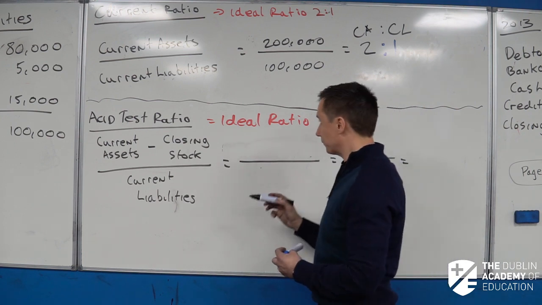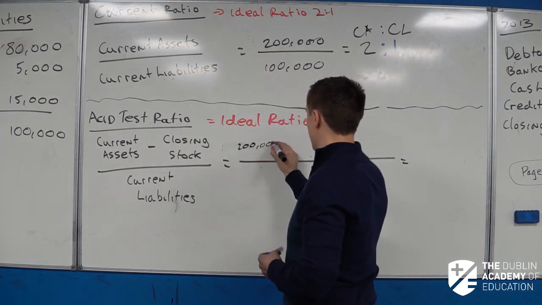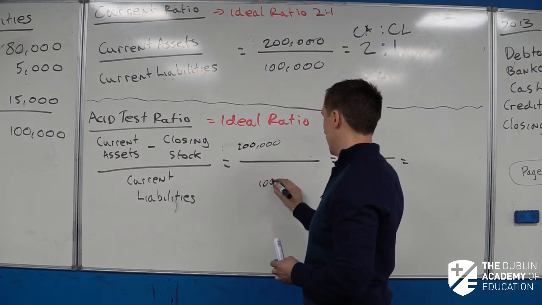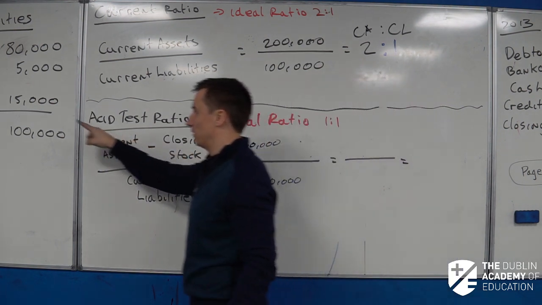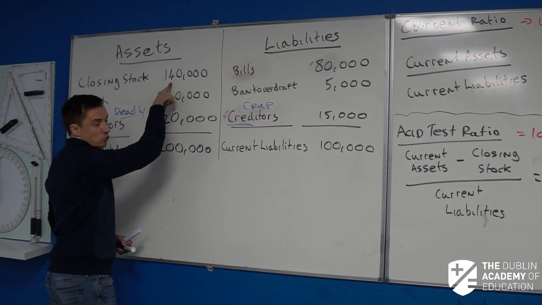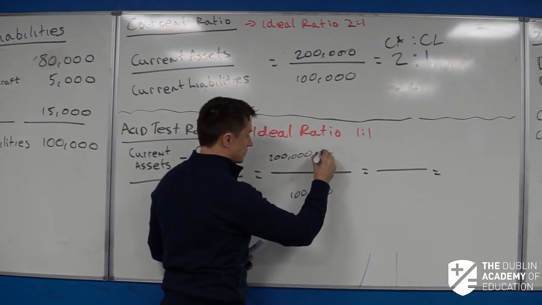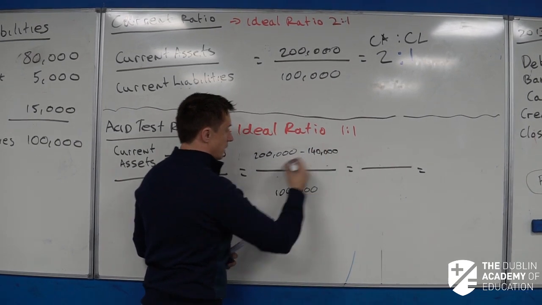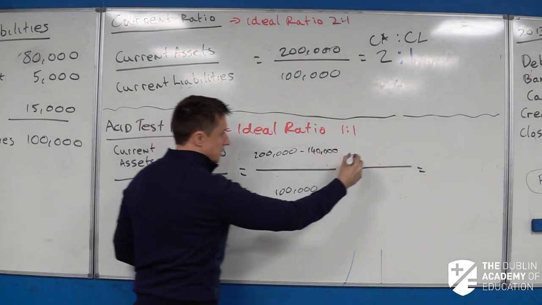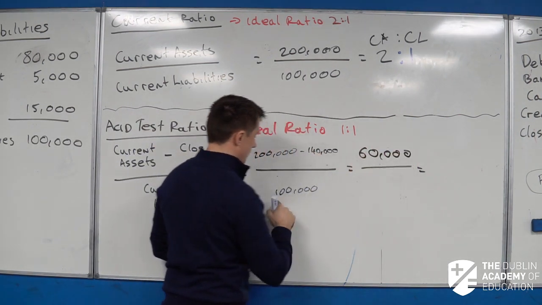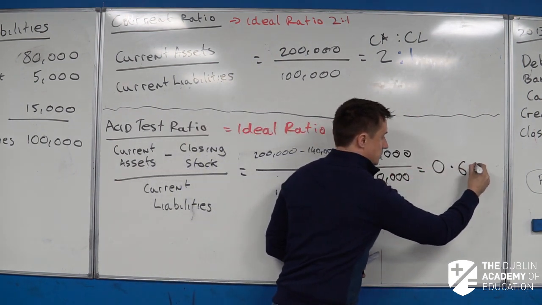So let's look at it here. We know from earlier, okay, our current assets here is 200 grand. And we know here, guys, our current liabilities is 100 grand. But let's calculate then our closing stock, right? So if you follow me over here for a second, you'll see our closing stock was 140,000. So going back to this here, I'll take the closing stock out. Assets 200,000 minus closing stock 140,000. That leaves me with 60,000 here. And I put that over 100,000. The answer I'm going to get now, guys, is 0.6 to 1.